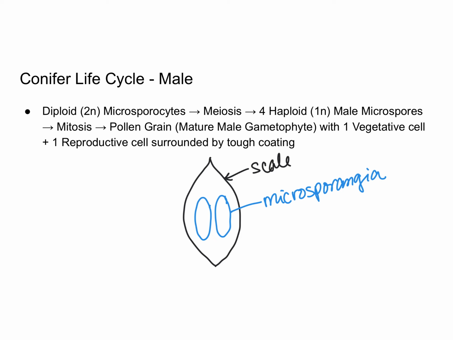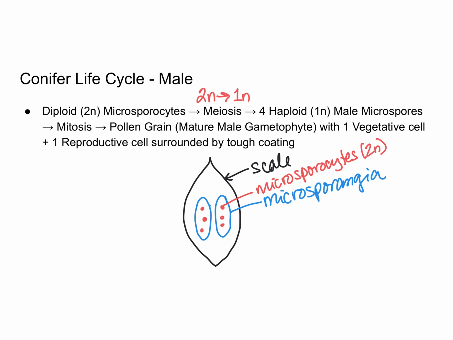And within the microsporangia, there are going to be these diploid microsporocytes. And these diploid microsporocytes go through meiosis. So remember, in meiosis, the diploid condition ends up producing haploid daughter cells. And so 4 haploid male microspores are produced during meiosis.